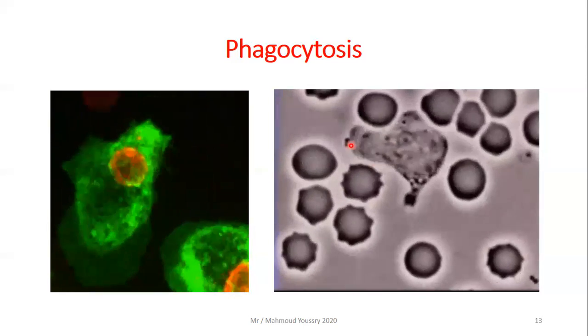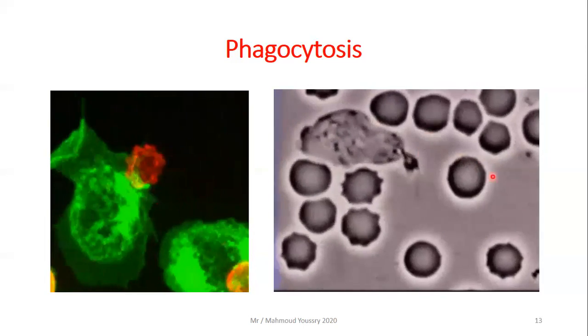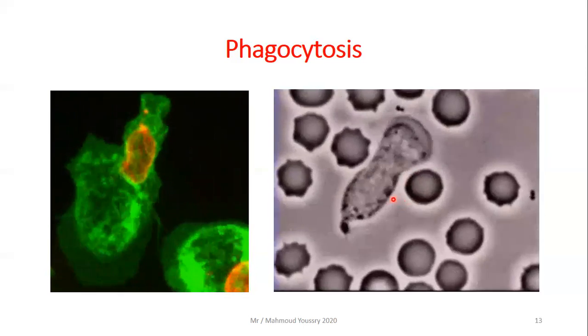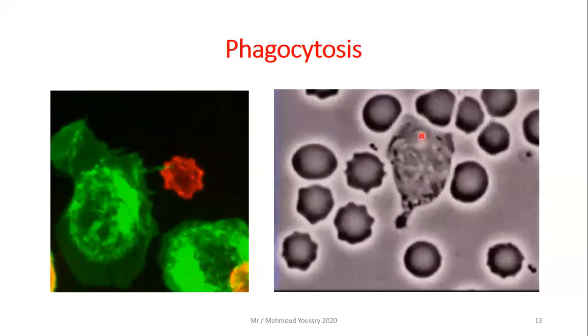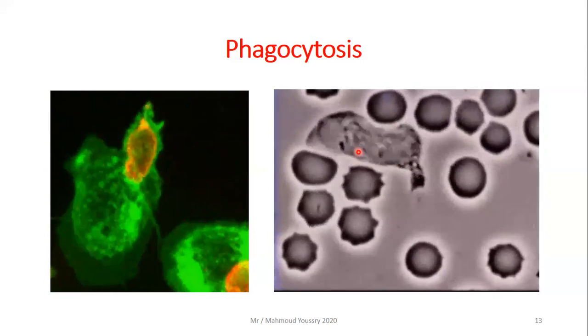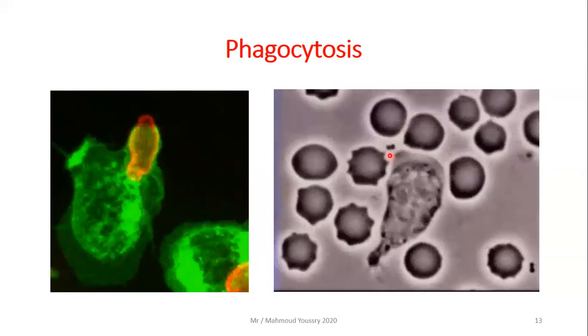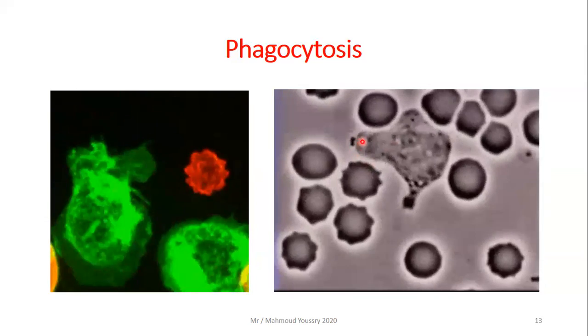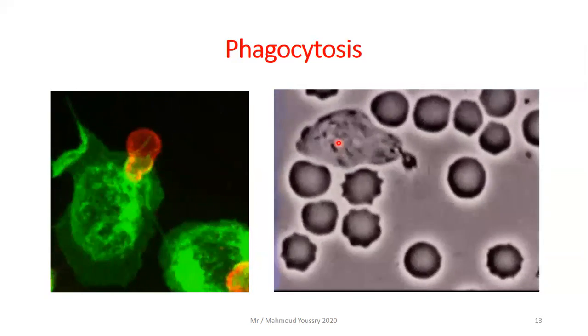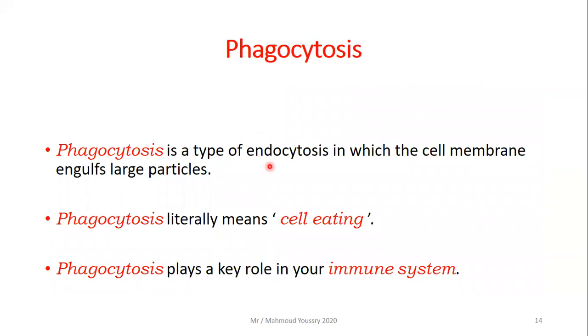Also, can you see this black particle? This is under an electron microscope, the one to your right. This is one of our defensive white blood cells. This is a cell trying to phagocytose or engulf a foreign particle to get rid of it. So phagocytosis is a type of endocytosis in which the cell membrane engulfs large particles. Phagocytosis means the cell eating.